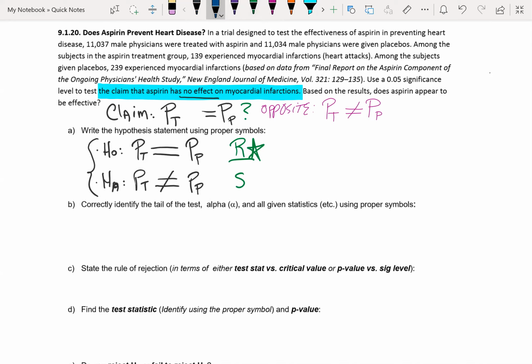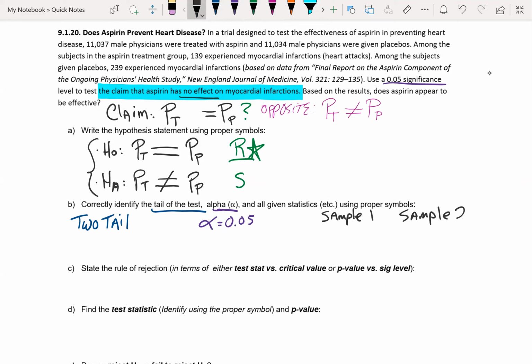So next, we want to go ahead and identify the various pieces, the tail of the test. Look at the alternate hypothesis. This is a two-tail test. We also want to go ahead and look at alpha. Alpha is our significance level, and that's 0.05. And then next, we want to go ahead and identify our sample data. We're going to have two samples here. And whichever one that you decide to list first, that's going to be your sample one. So sample one for us is going to be the treatment group, and sample two is going to be the placebo group.